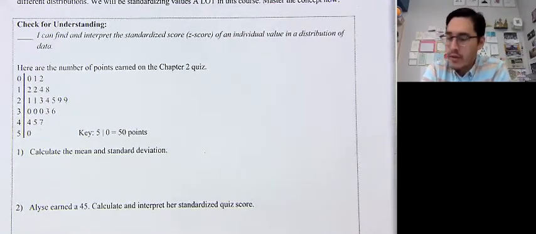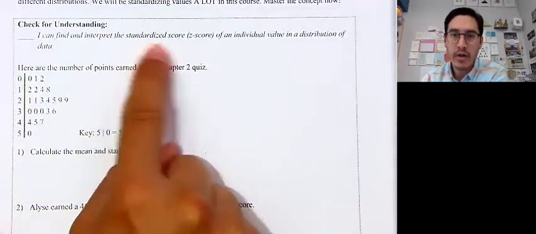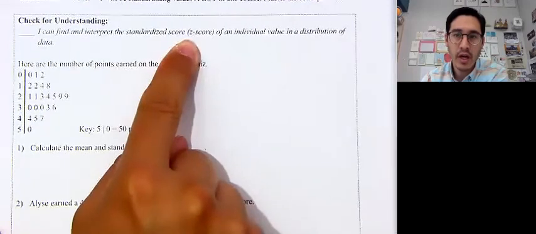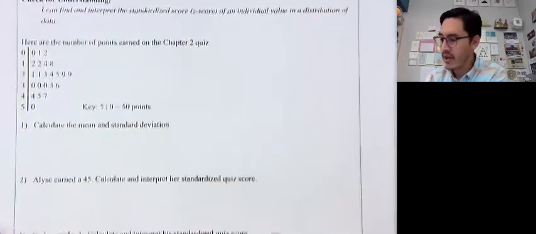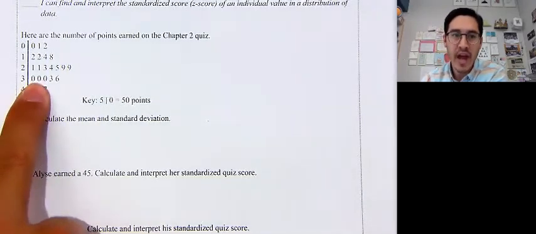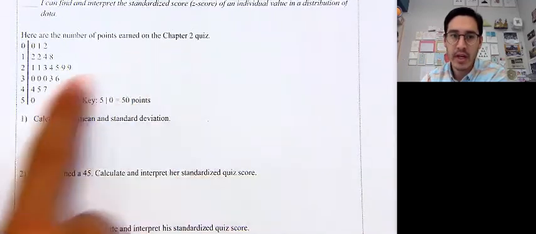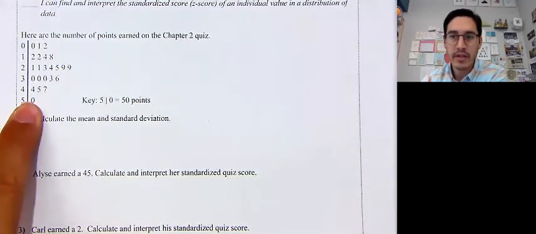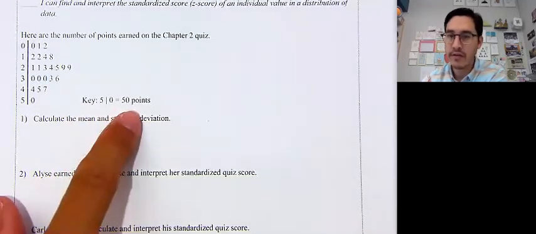In this video, I'm going to go over how to find and interpret a standardized score, also known as a z-score, of an individual value within a distribution of data. As an example, we have the number of points students earned on a Chapter 2 quiz, and the data is provided to us in a stem and leaf plot. The key says a 5-0 is 50 points.